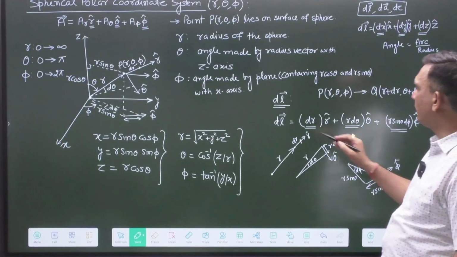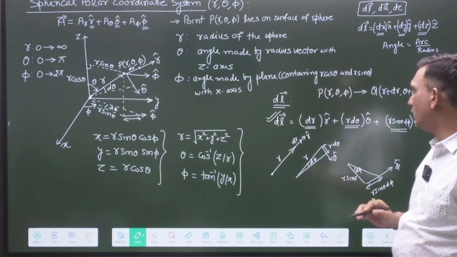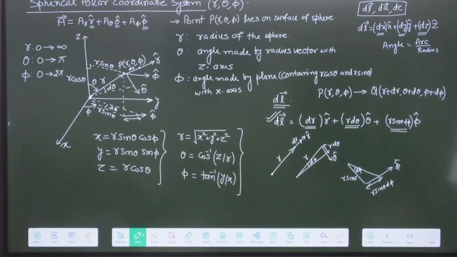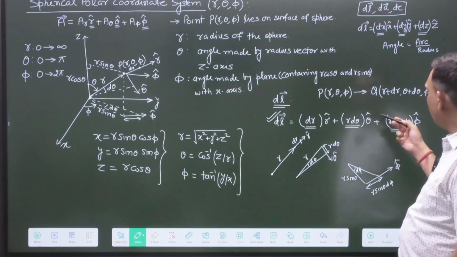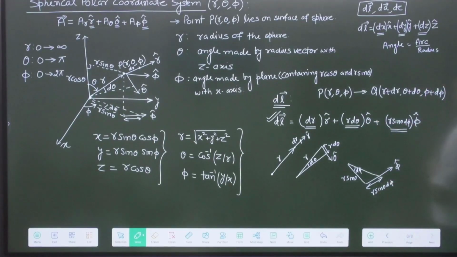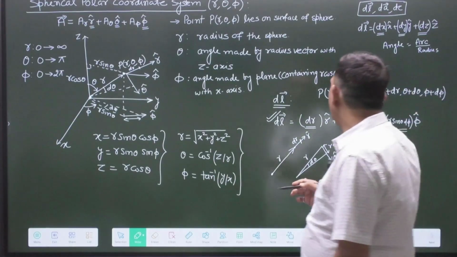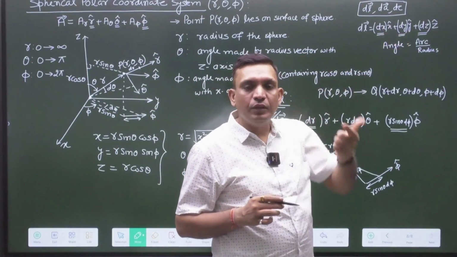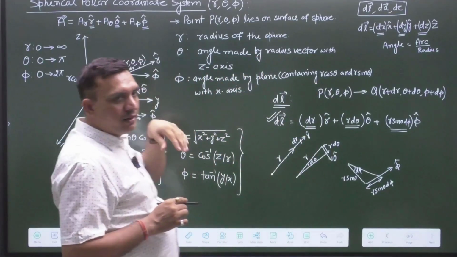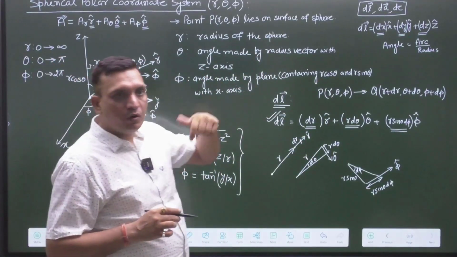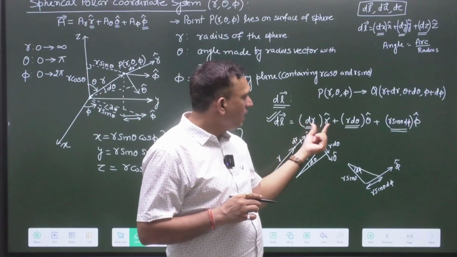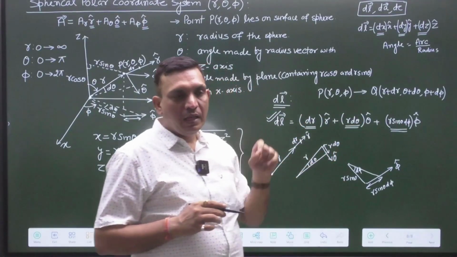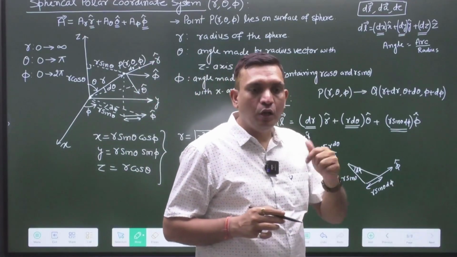So this is the dl vector in spherical polar coordinates. So you must remember dl in spherical polar coordinates: dr r cap, r d theta theta cap, r sine theta d phi phi cap. ठीक है? And just like here, dx, dy, dz are sides of the elemental cube, in spherical symmetry the axes are r cap, theta cap, phi cap, and the sides of the elemental cube are dr, r d theta, r sine theta d phi.